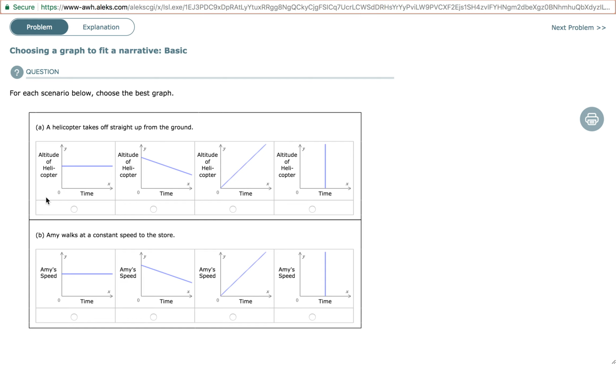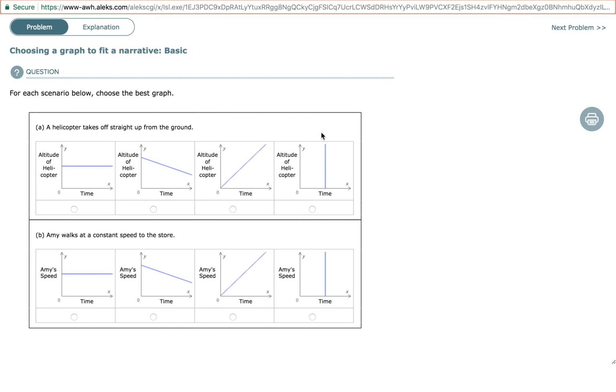And we do that by reading the label for the y-axis, altitude of helicopter. So in this first graph, the altitude of the helicopter is staying the same. It's not going any lower or higher over time. In the second graph, the altitude of the helicopter starts high and gets lower and lower over time. In the third graph, the altitude of the helicopter starts low and moves up over time.